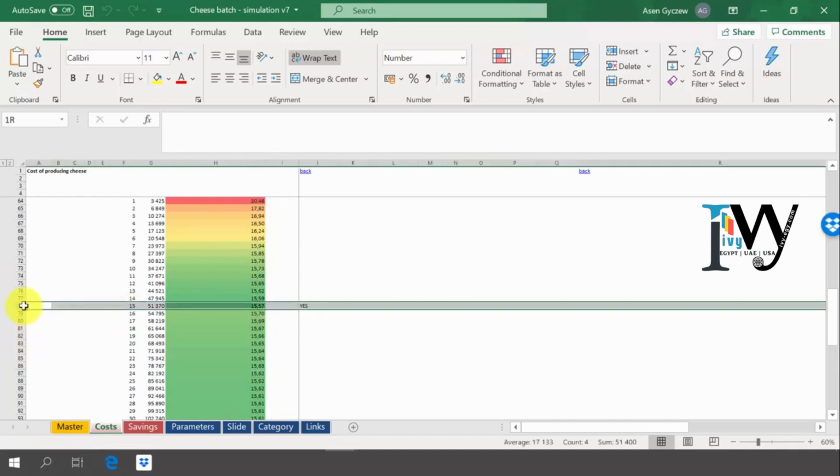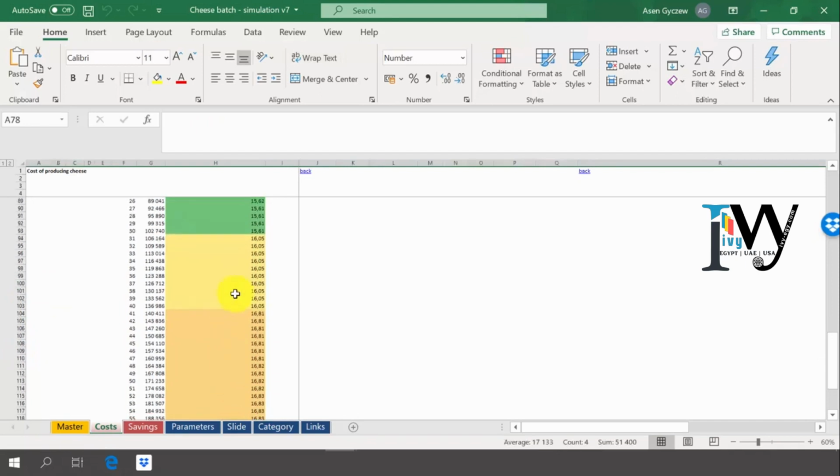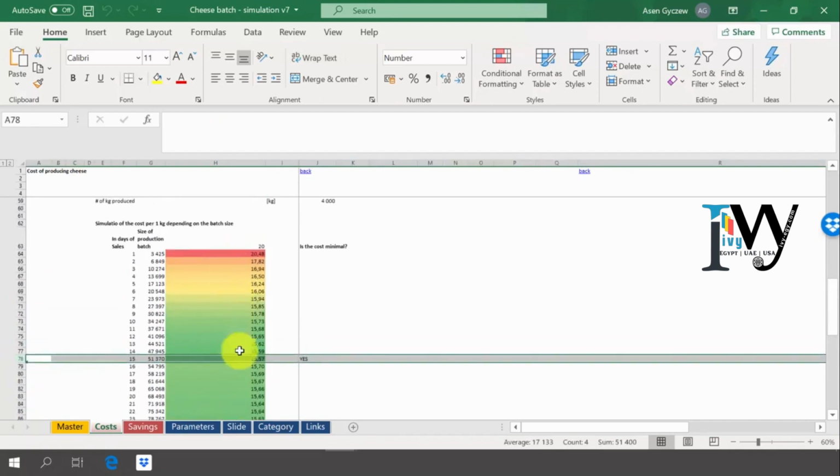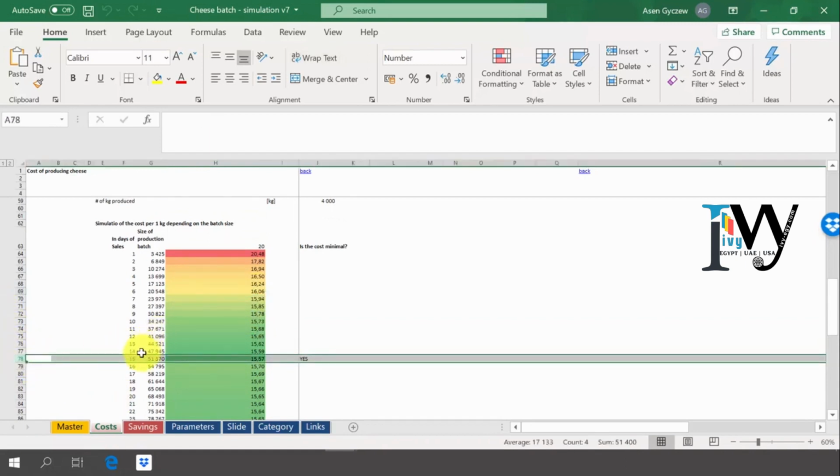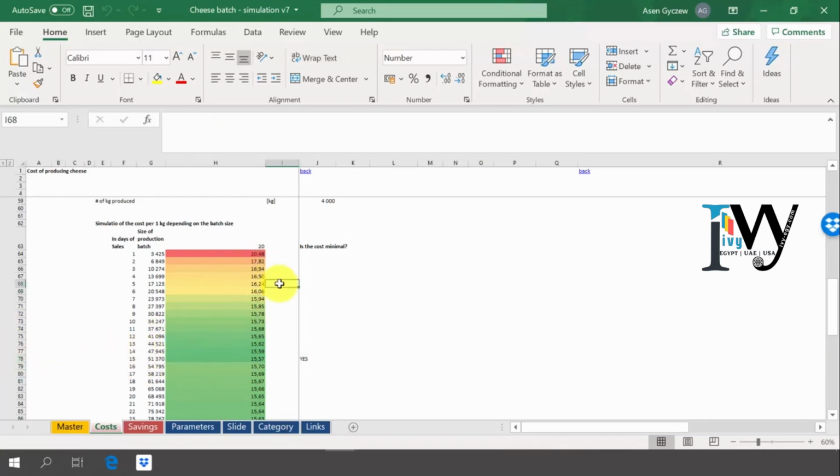So this is row 78. And after that, it goes up. So as you can see, we have found the optimal solution, which is producing on the level of 15 days of sales, which will be 51,000 kilograms in one production batch. And this would be the production batch that would minimize the overall cost in the whole supply chain. We did it using the simulation.